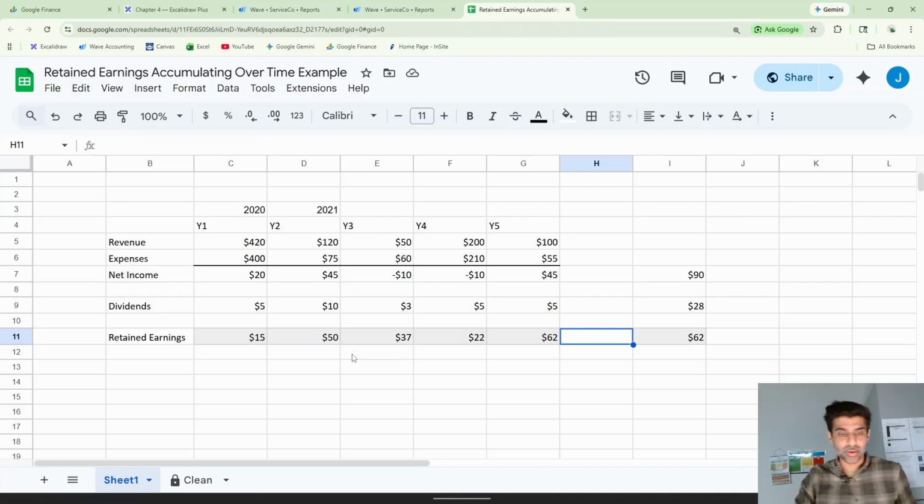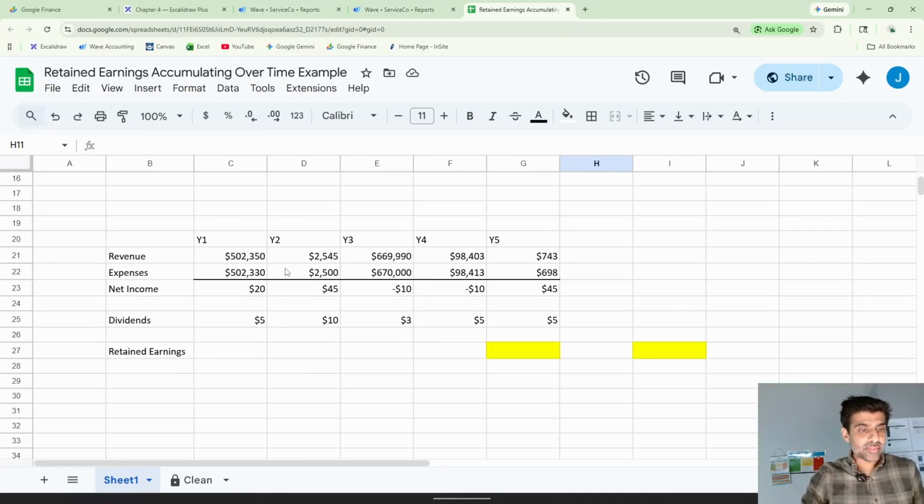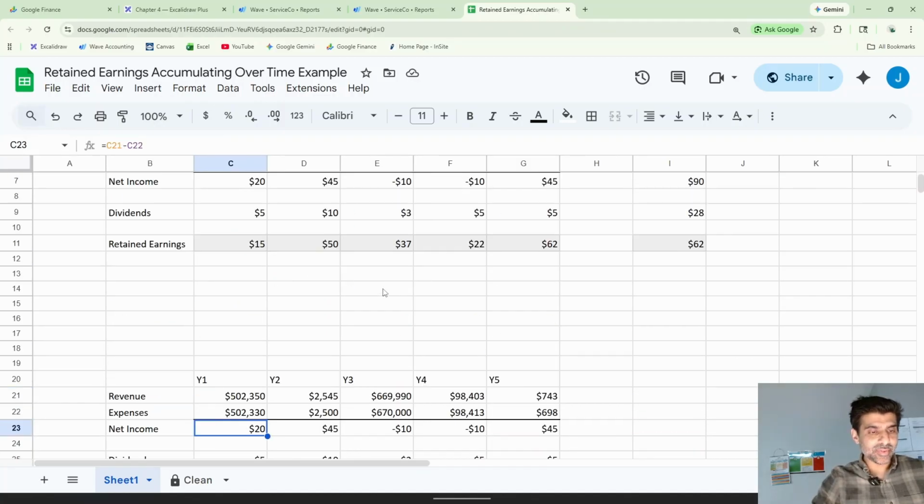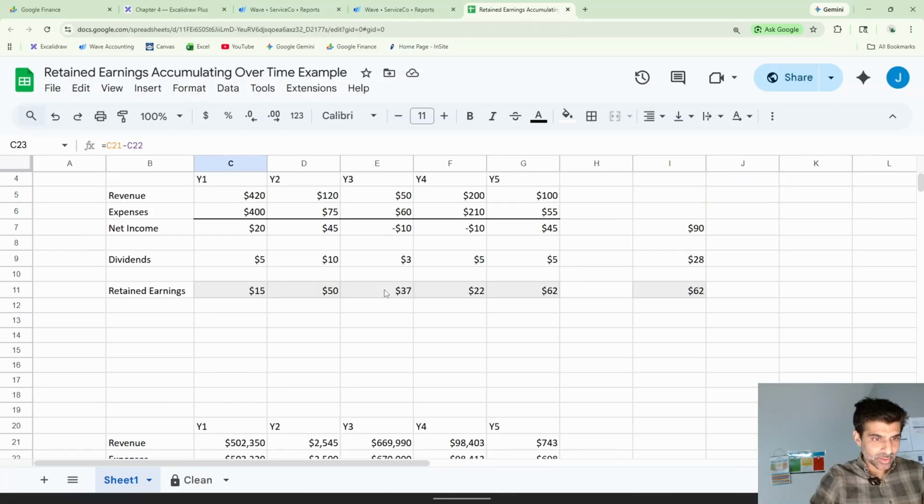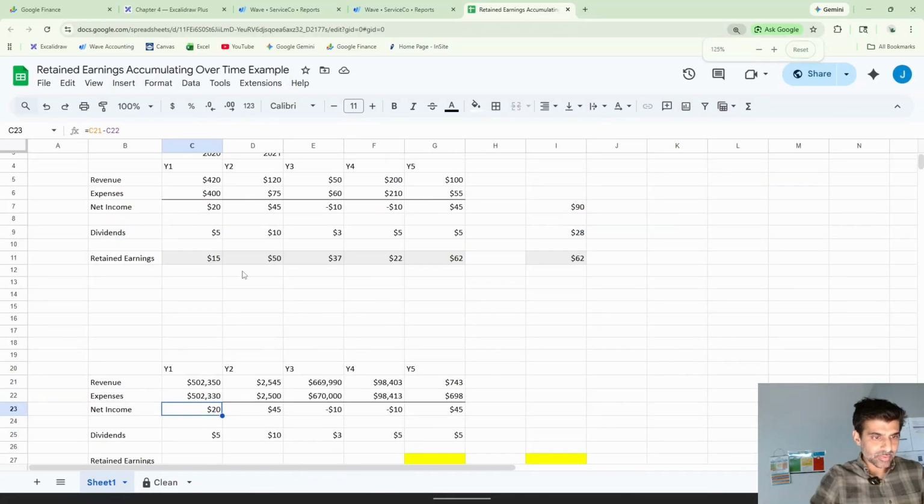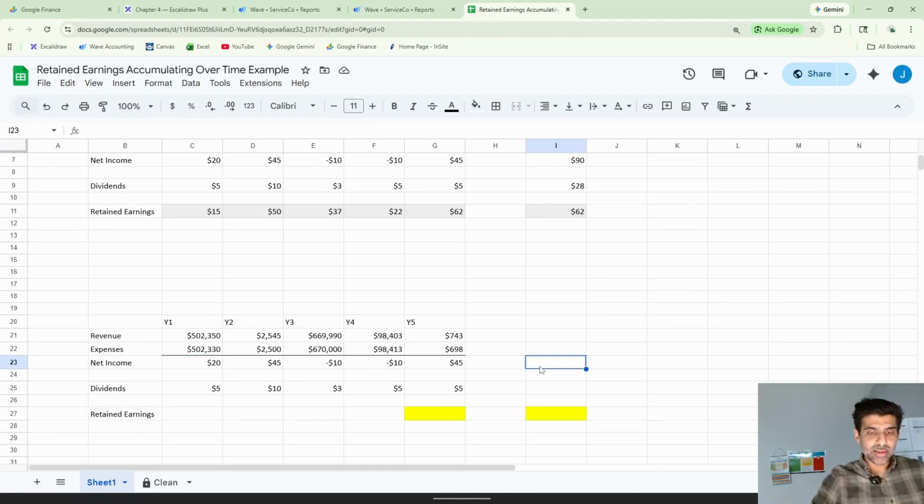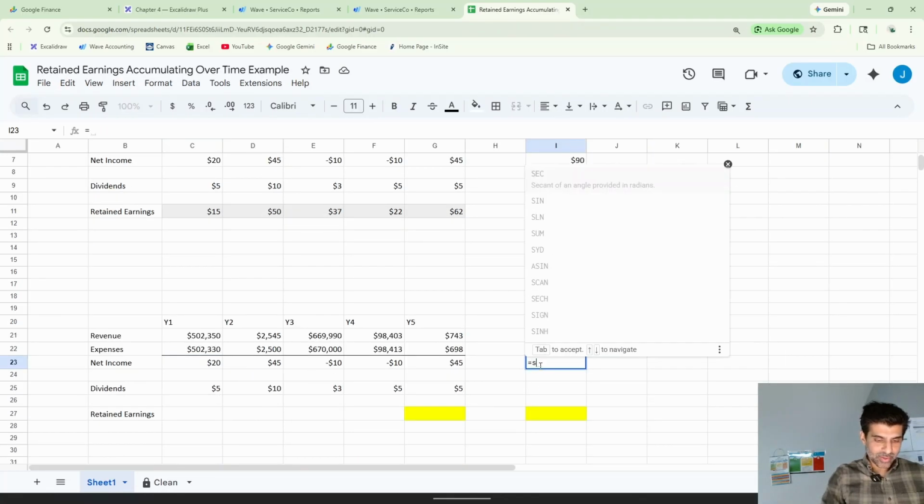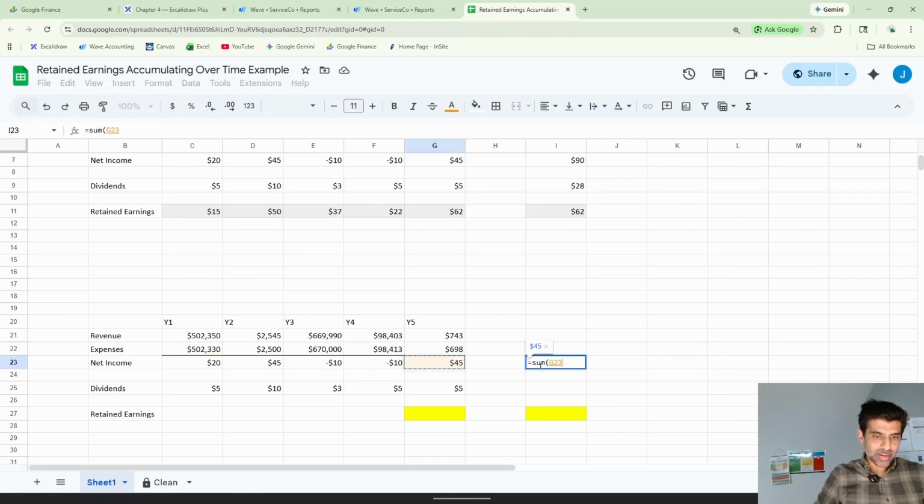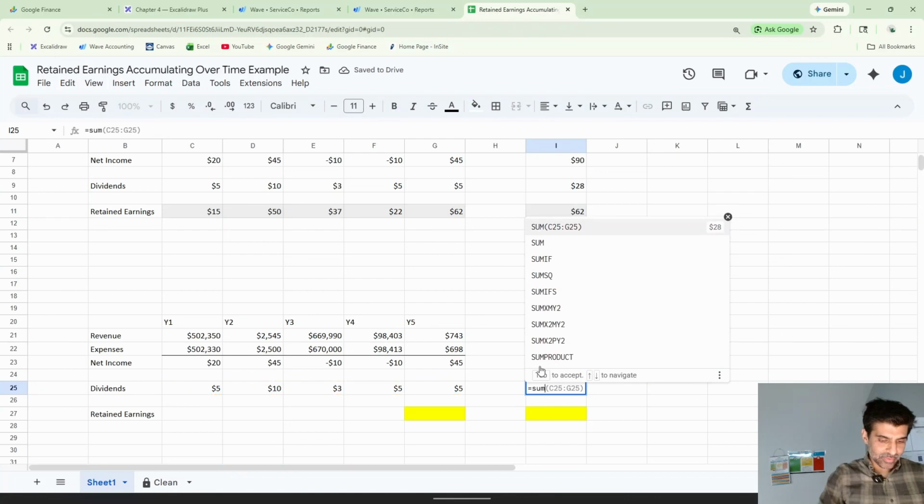Look, this company has wholly different revenues and expenses, but the net income is the same. Let me zoom out a little bit. Different revenues, different expenses, but the net incomes are all the same. If I did the same calculation, I'm going to get to the same result as the above.